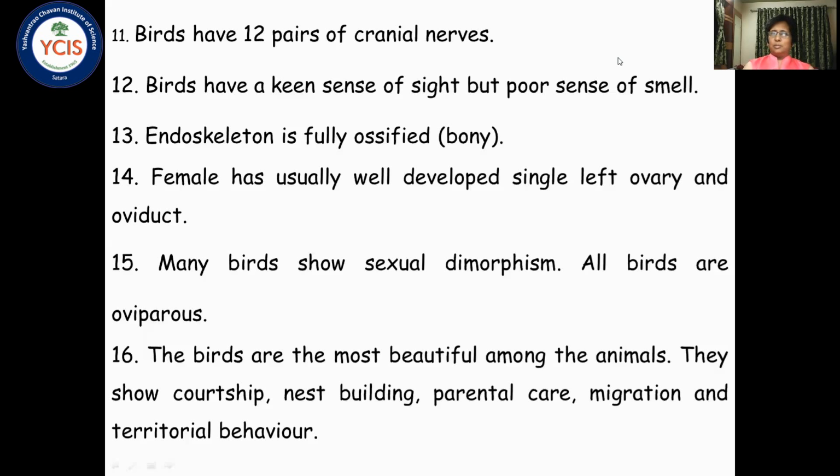Like reptiles, birds lay cleidoic eggs, which are macrolecithal. That is, they contain a large amount of yolk and a calcareous shell. So the next characteristic: birds are the most beautiful among the animals, and they show courtship, nest building, along with parental care, migration, and territorial behavior also.